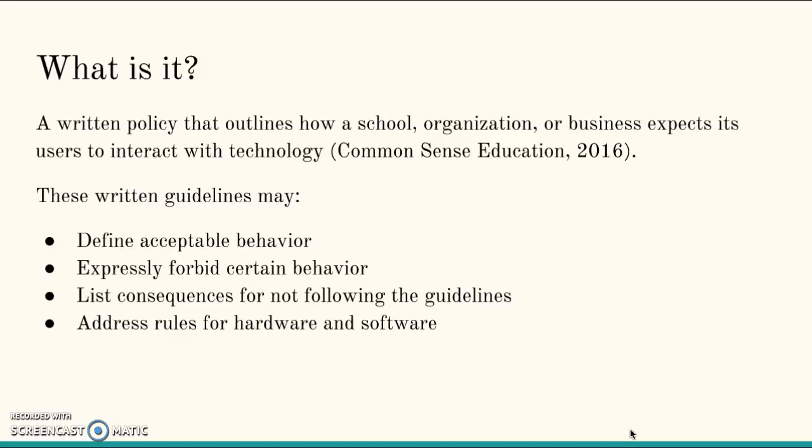An acceptable use policy is a written policy that outlines how a school, organization, or business expects its users to interact with technology. Most companies and schools have an AUP that's unique to them. Depending on the organization, AUPs can vary widely. They may differ in length, content, and/or wording. However, many of them include sections that define acceptable behavior, forbid certain behaviors, list consequences for breaking the rules, and address rules for certain hardware and software.